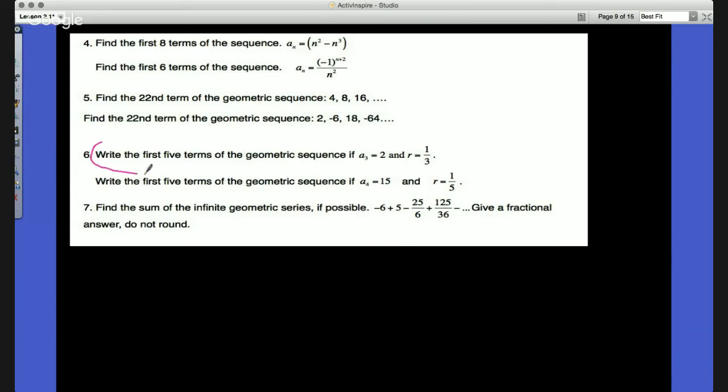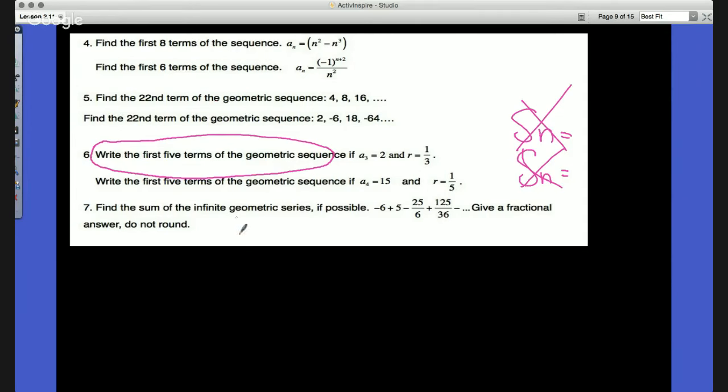Now, it says write the first 5 terms of the geometric sequence. Since it doesn't talk about sum, the ones that say S of n are going to get thrown out, because we're not finding the sum of something. So we can simply use the A of n formula. Since it's geometric, we use the one in the top right: A of n equals A of 1 times R to the n minus 1 power.